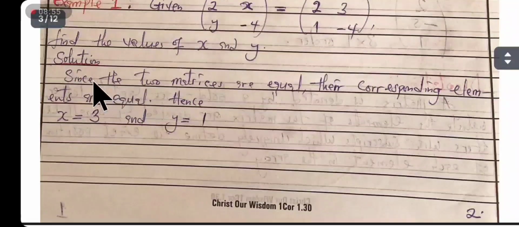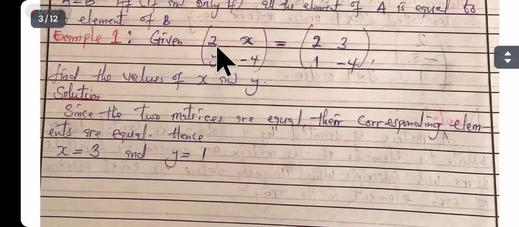Okay, so solution: since the two matrices are equal, their corresponding elements are equal. Hence, 2 is equal to 2 here. So x here will definitely be equal to 3. So that is why x is equal to 3. You see -4 is equal to -4, so therefore y will be equal to 1. So you see y is 1.